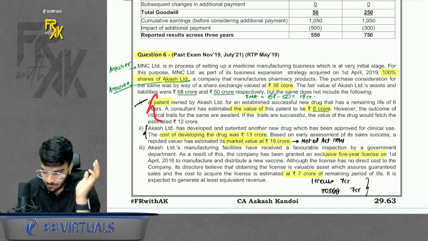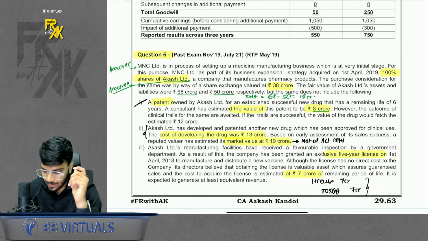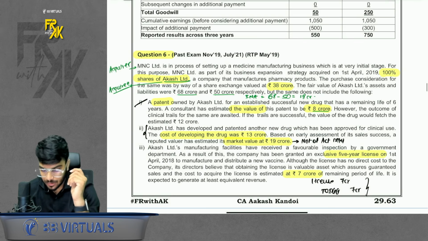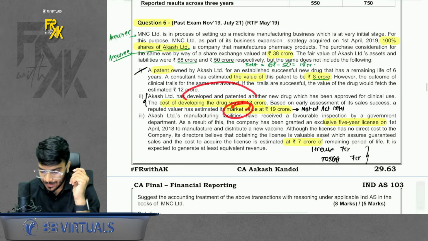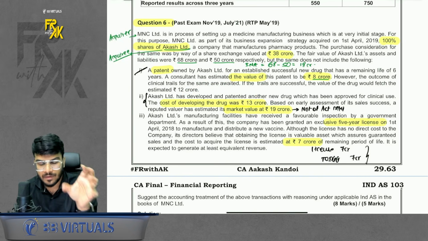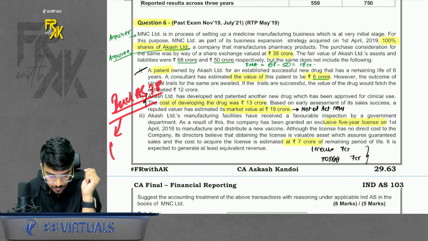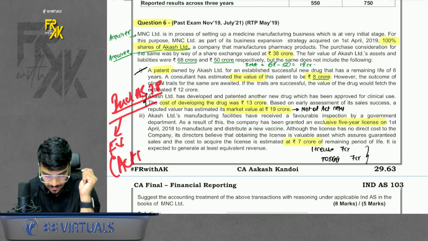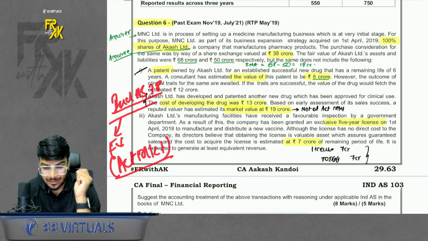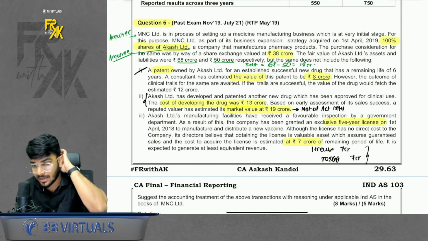First, a patent was given worth 8 Cr, so we will add 8 Cr. Then second part: again we are acquiring a patented drug. The cost was 13, market value was 19. Normally in case of business combination, we take over at fair value. But in Ind AS 38 it is said that you will take fair value only when it belongs to an active market. If active market fair value is not available, you will not take fair value. You will have to consider cost only.